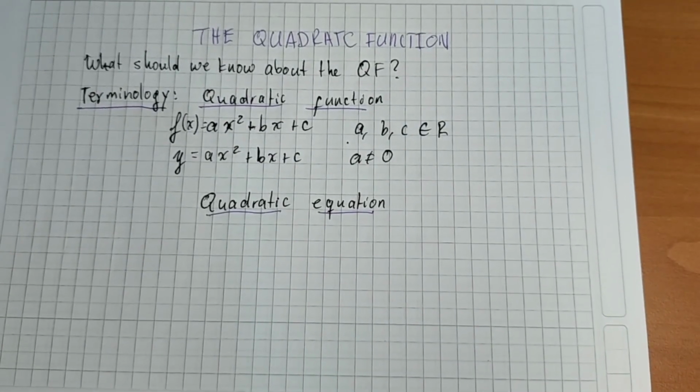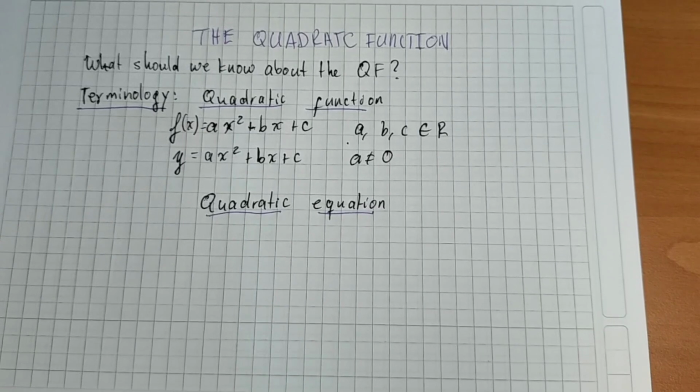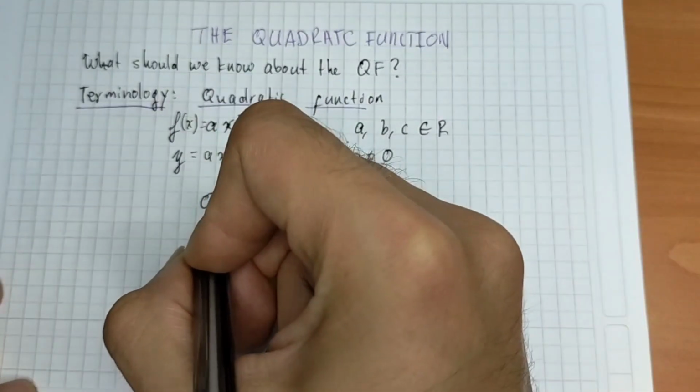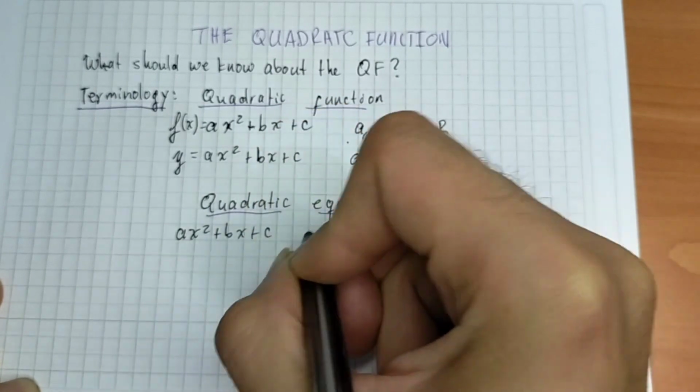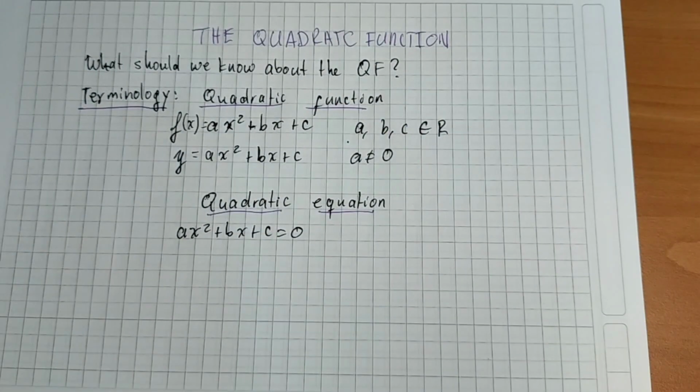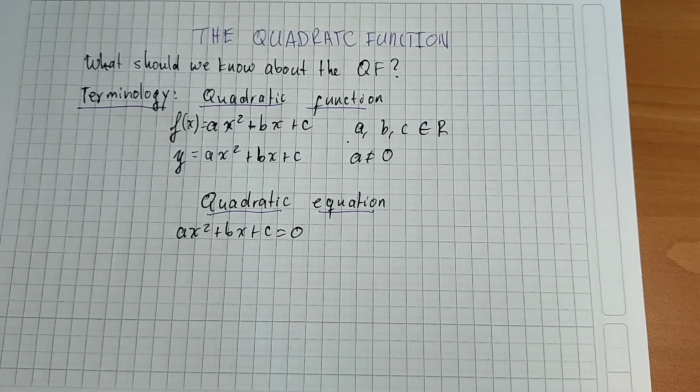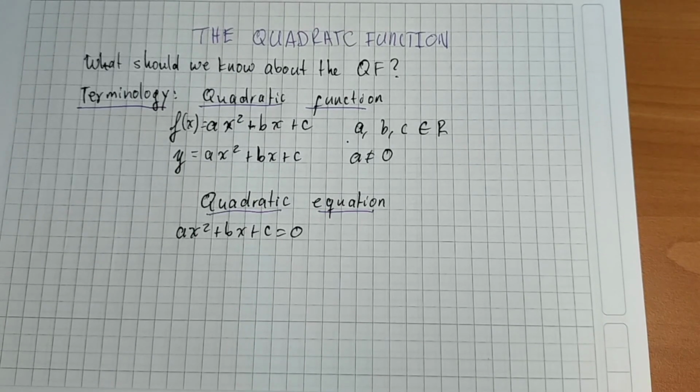Now that we took a look at the concept of the quadratic function, let's compare it to the concept of the quadratic equation. Despite sounding similar, they are a little bit different. The quadratic equation is represented by ax squared plus bx plus c equal to 0. Now, why should we know how to manipulate or handle this equation?